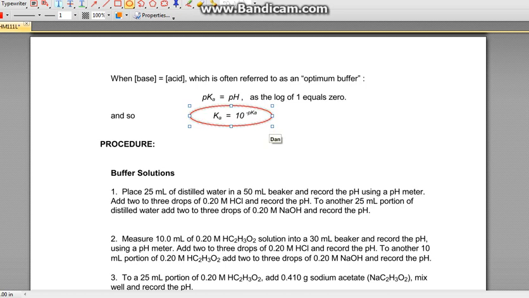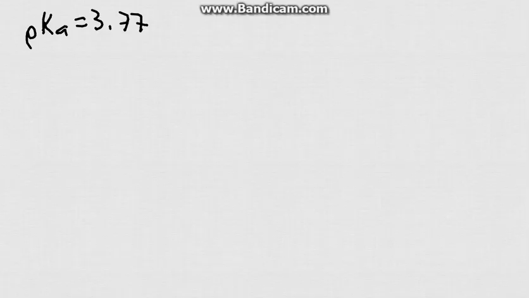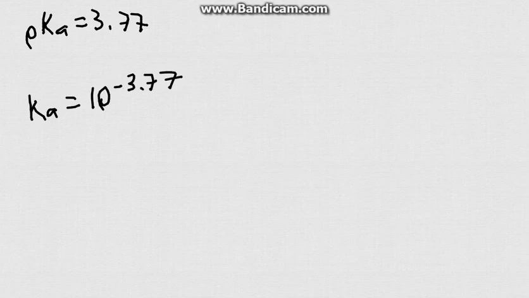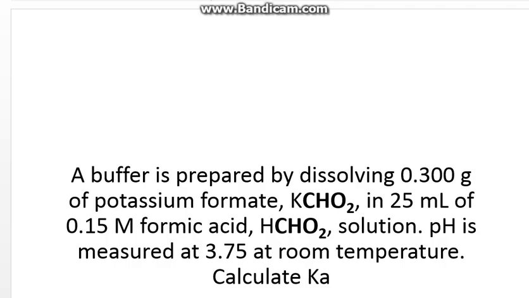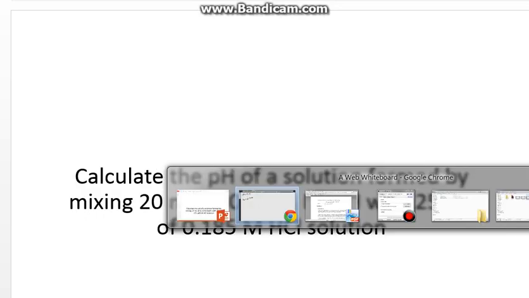So if we got 3.77 for our pKa value, and we are given here that Ka is equal to 10 to the negative pKa, then Ka is simply going to be 10 to the negative 3.77, and that's our problem. So let's now work on this next problem.